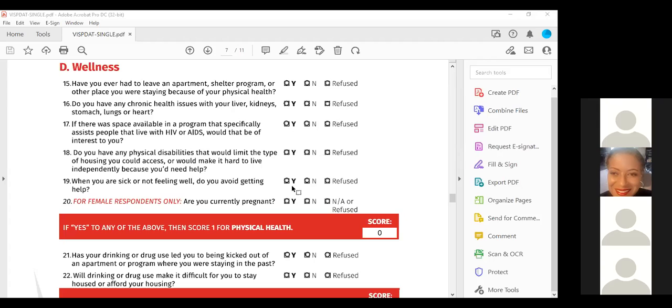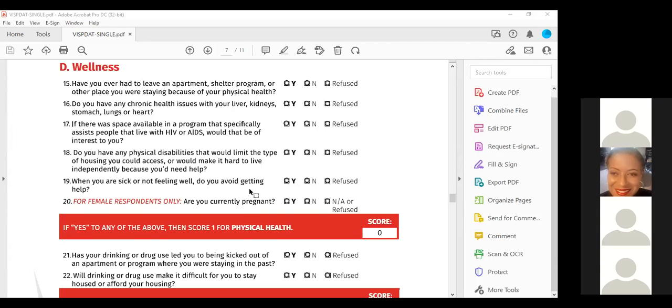It doesn't mean that it's a bad thing. And sometimes when you ask those questions in that section, they take it as a negative or that it's going to be held against them, but they just really ultimately want to get into housing, so they don't answer accurately, thinking it's going to be held against them. Same thing with 21 and 22.